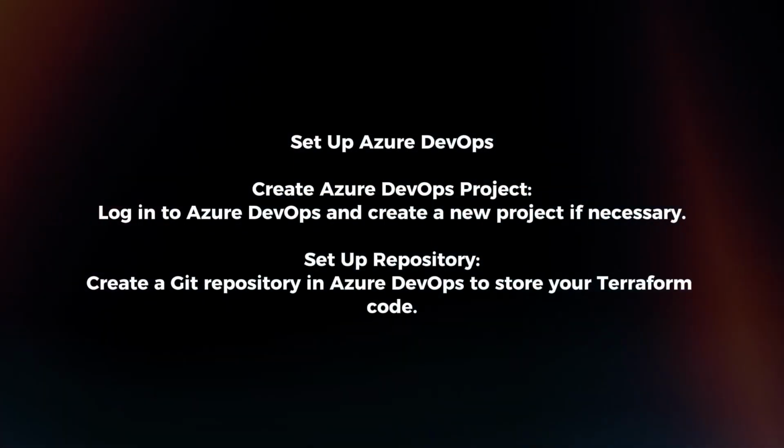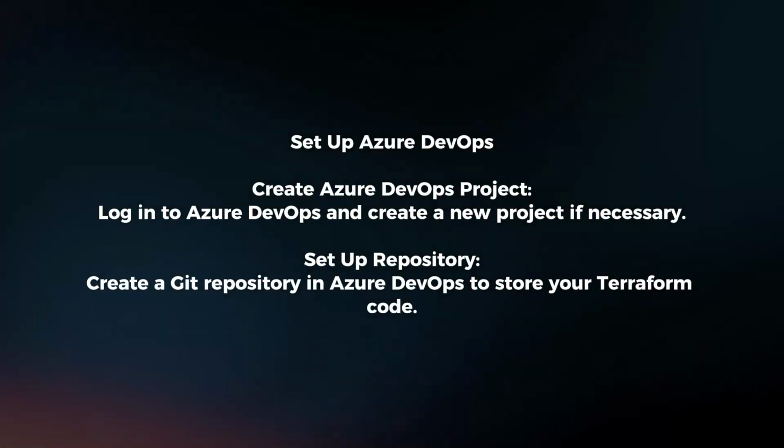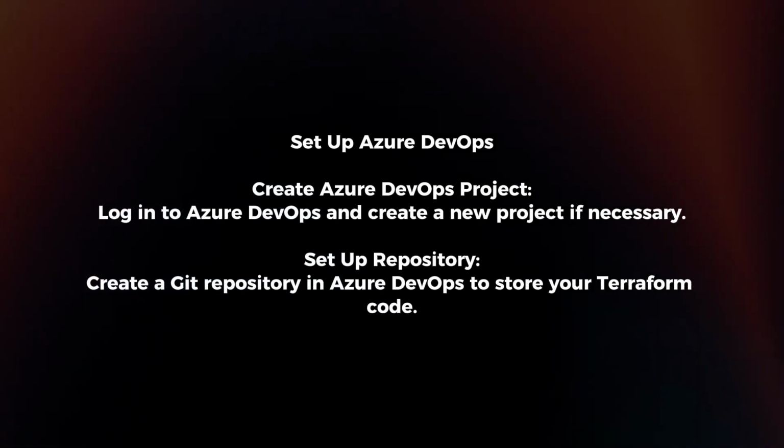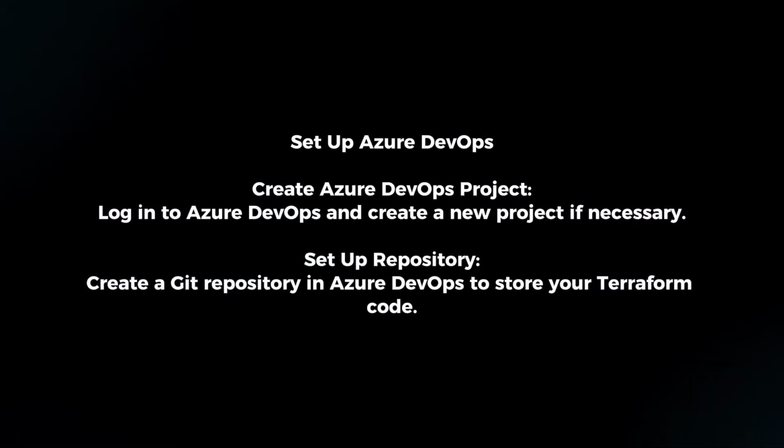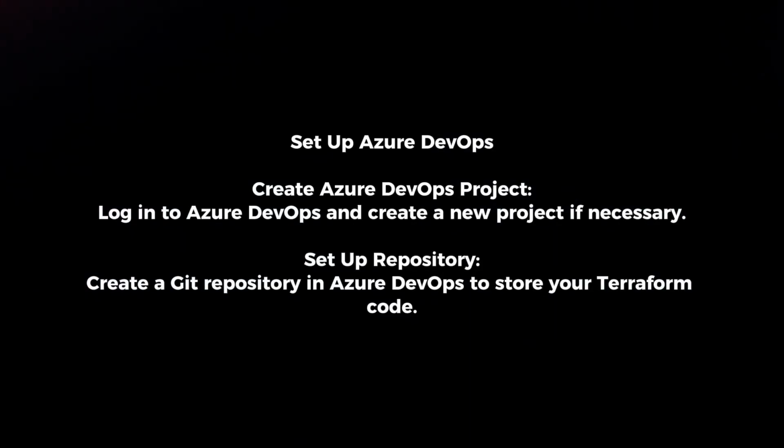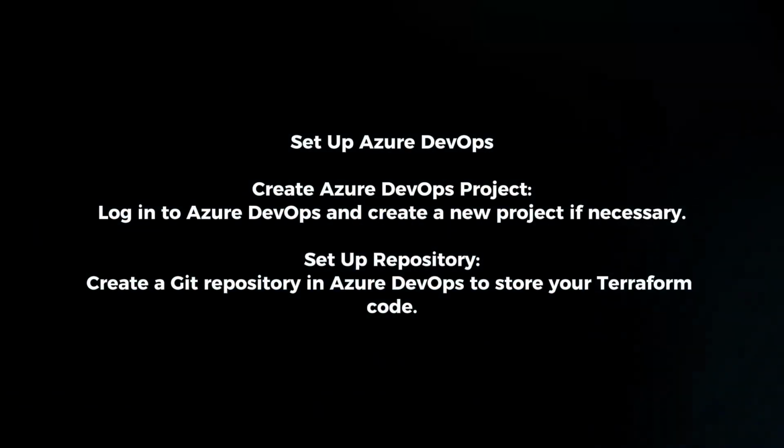Set up Azure DevOps. Create an Azure DevOps project. Log into Azure DevOps and create a new project if necessary. Set up a repository. Create a Git repository in Azure DevOps to store your Terraform code.